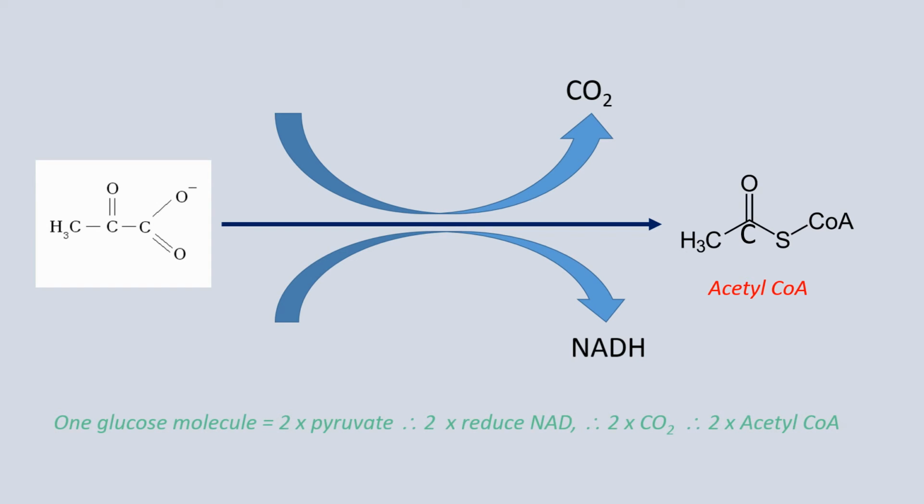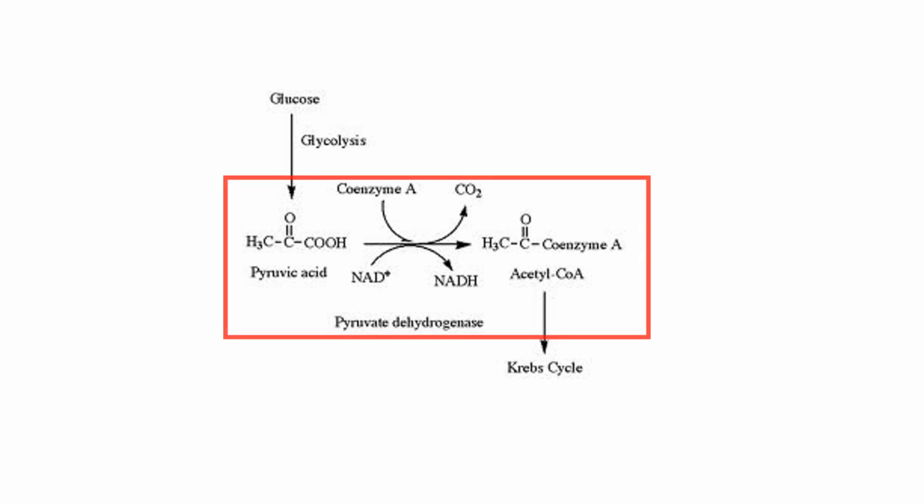Now a bit of maths for you. Please remember, we started off with 1 glucose molecule in glycolysis. That means that was 2 pyruvates. Therefore, in this link reaction per glucose molecule, you will get 2 reduced NAD, 2 times CO2, and 2 acetyl coenzyme A's. Now the acetyl coenzyme A will continue into the next stage of aerobic respiration, which is the Krebs cycle, which I'll also have a video for you to watch.